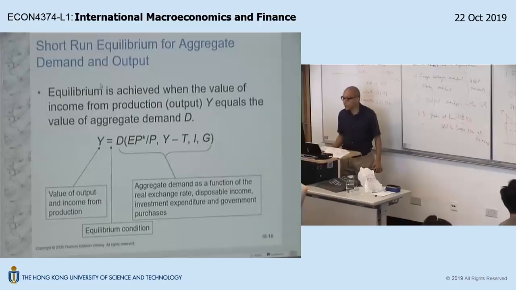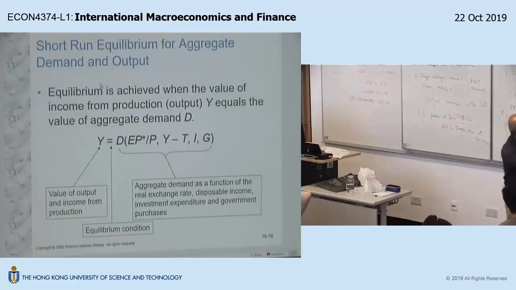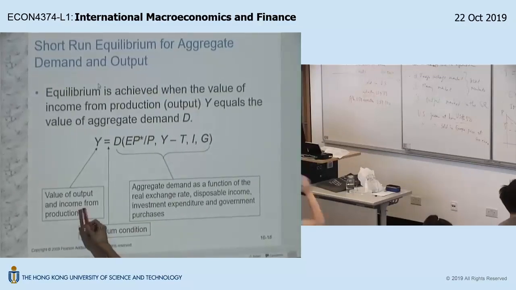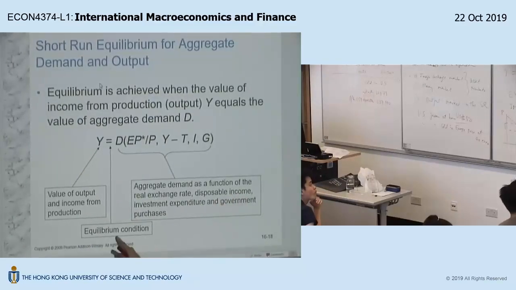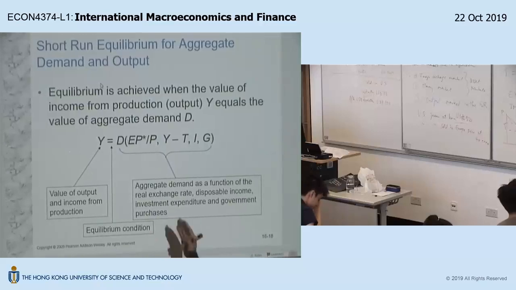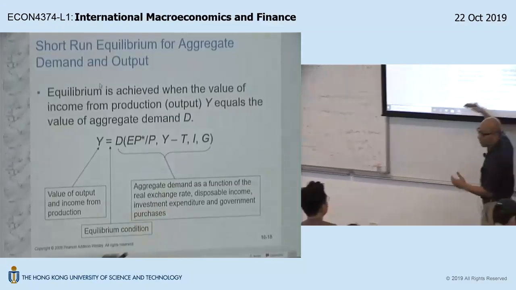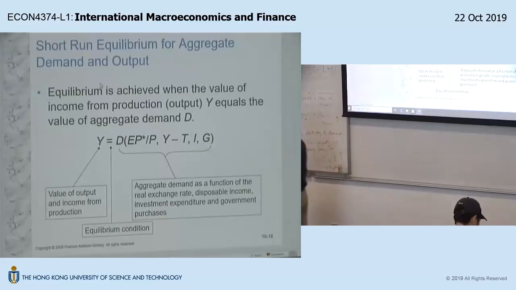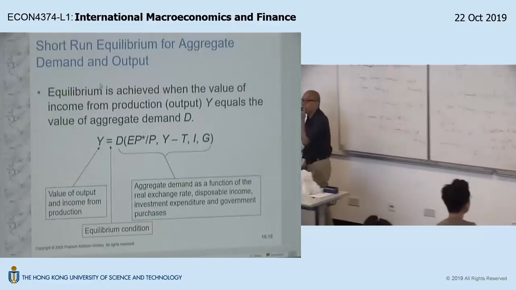So now, the equilibrium in the output market would be when the value of output and income from production is equal to aggregate demand. This is equilibrium because if the right hand side is greater than the left hand side, then there is not enough output to satisfy the demand. So firms will have to increase their output, and so on.